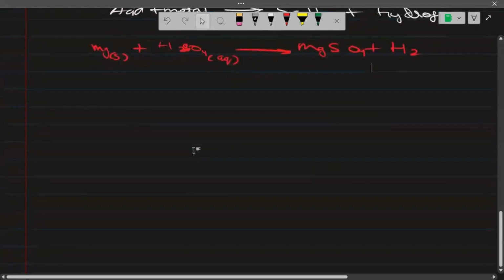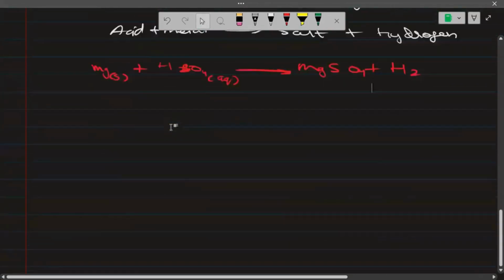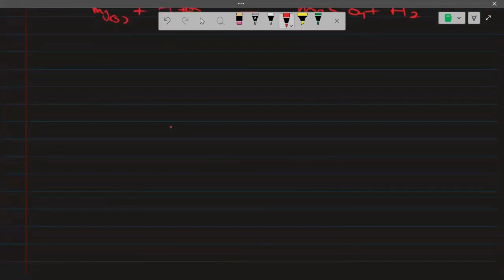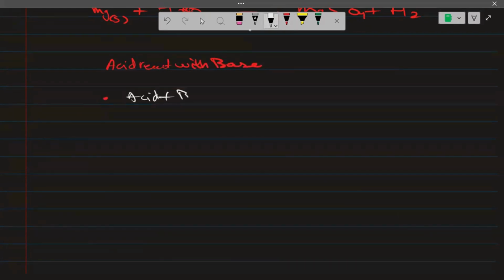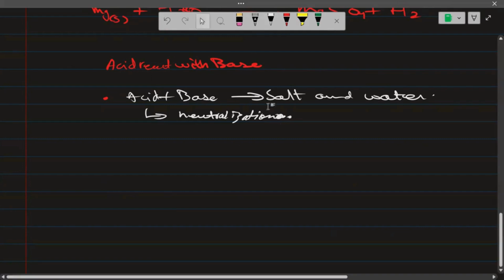Now let's do the reaction of acid with bases. When acid reacts with a base, what happens? We have done this, I think, in the properties. When acid reacts with base, salt and water are produced. And this is called a neutralization reaction.